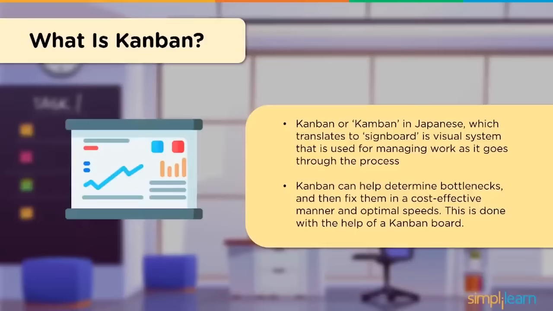The main focus with Kanban is transparency. Since everything related to the tasks are on the board, everyone can keep themselves updated. It also ensures that teams focus on their current tasks until they're done. This limits the amount of work that's in progress.